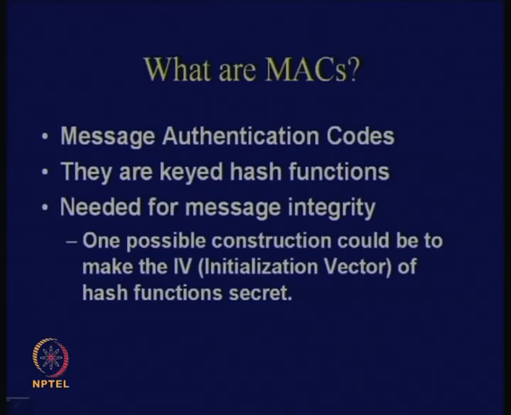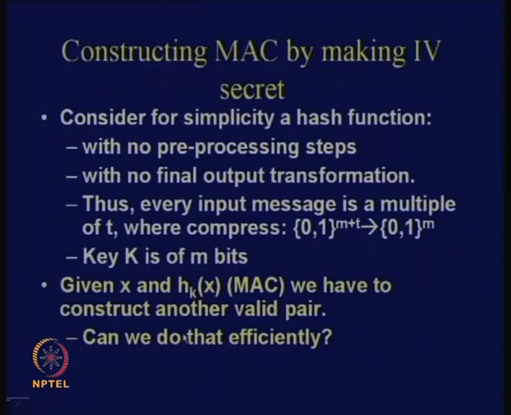One possible construction could be to make the IV, the initialization vector of the hash function, secret. In the case of unkeyed hash functions, your IV value is a public value, so everybody knows it. So the starting technique that comes to our mind is to replace that IV by a secret IV, and the idea is that only the sender and the receiver know the IV value and the key value. But there are problems. Why? Because we have seen that constructing a MAC by making the IV secret does not work.